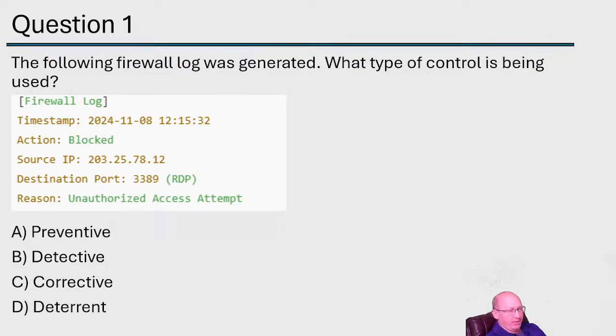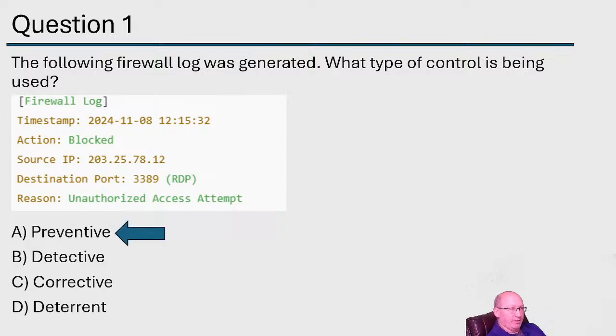What do you think? If you had to choose between A and B, I would probably go with A. Why A and not B? Well, even though it is a log, if we were actually going through the log to detect what happened, then that would be correct. But in this case, we see that it is successfully blocked. Since it's successfully blocked, then it's obviously a preventive control. There it is, preventive control.